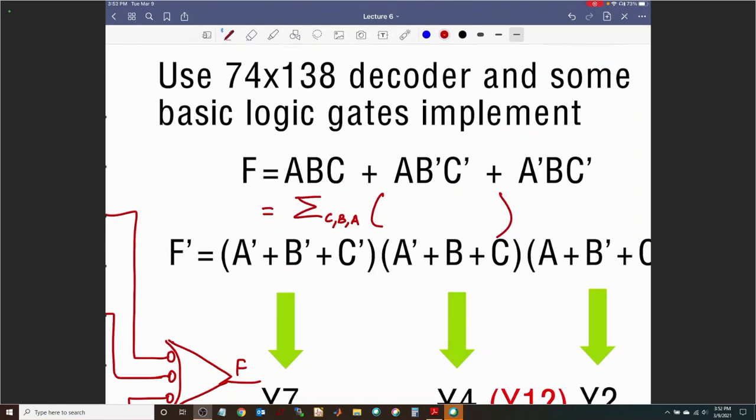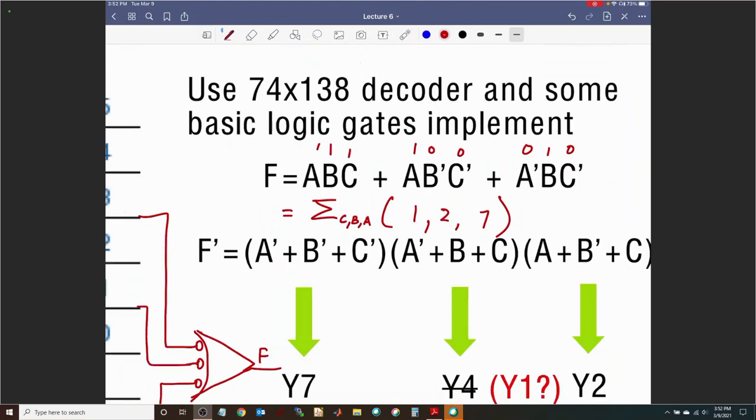One, two, seven? 2 is right. So you would have 111, so that's 7. 001, so that would be 1, right? Right. And then you would have 010, so that would be 2. 127, yes. Right.